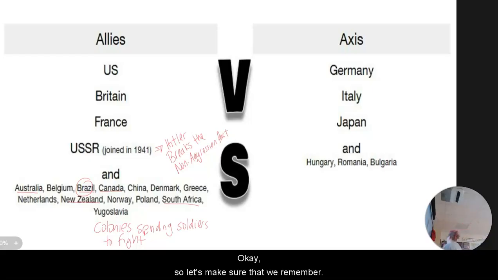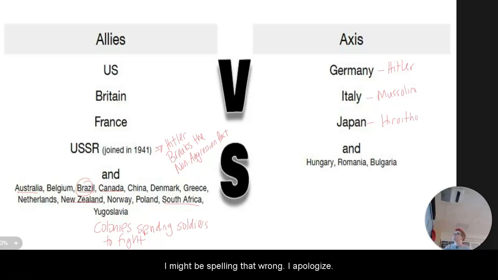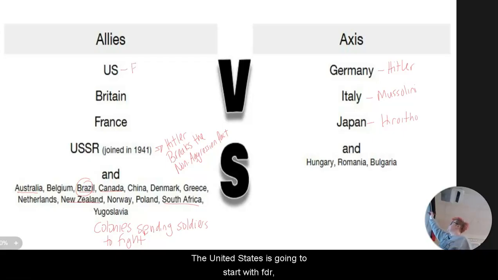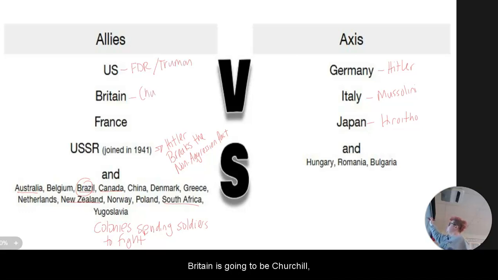Okay, so let's make sure that we remember. Germany is going to be Hitler. Italy is going to be Mussolini. Japan is Hirohito. I might be spelling that wrong. I apologize. The United States is going to start with FDR, but towards the end of the war, it's going to be Truman. Britain is going to be Churchill. And then France, no one cares because they got taken over. They didn't really have a leader.